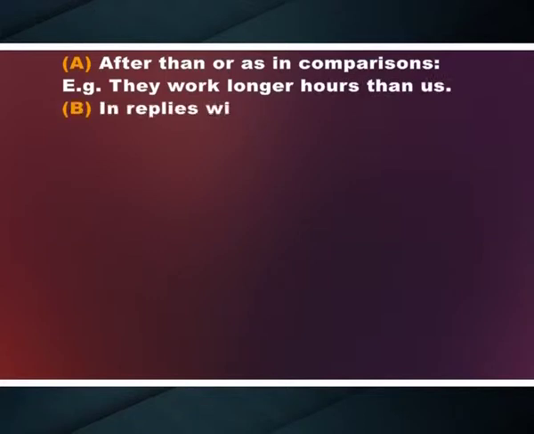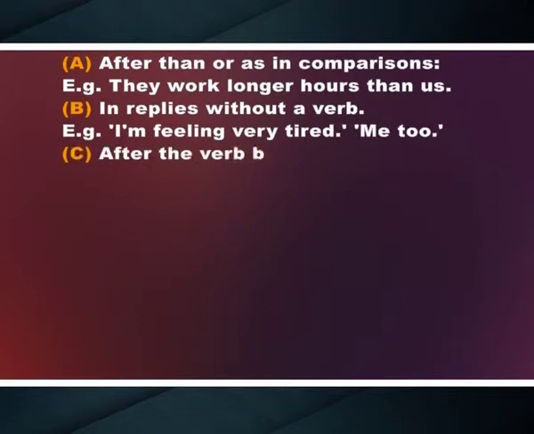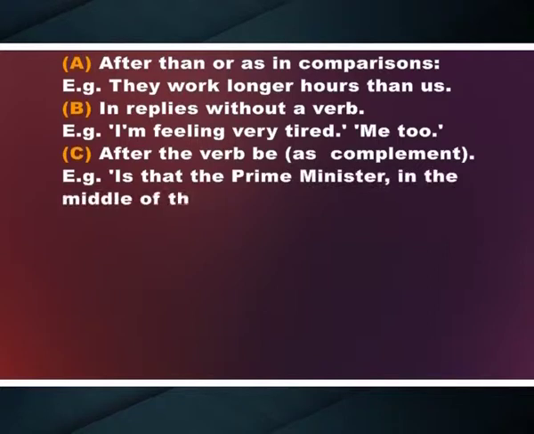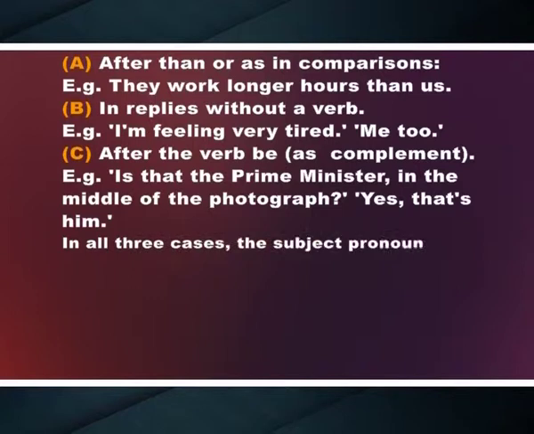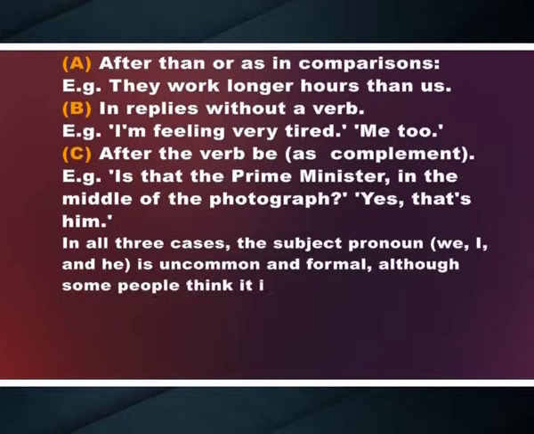Using object pronouns in informal English. There are three situations where the object pronoun is sometimes used, especially in informal English, although it is the subject in terms of meaning. After, than, or as in comparisons. For example, they work longer hours than us. In replies without a verb. For example, I'm feeling very tired. Me too. After the verb be as complement. Is that the Prime Minister in the middle of the photograph? Yes, that's him. In all three cases, the subject pronoun we, I and he is uncommon and formal, although some people think it is correct. The object pronoun is much more common.